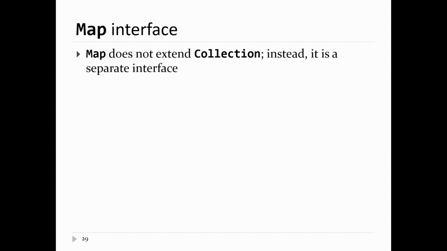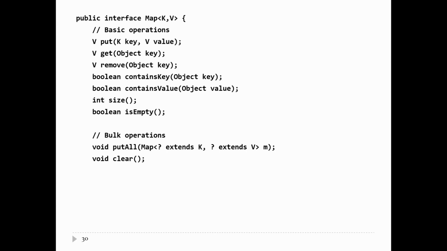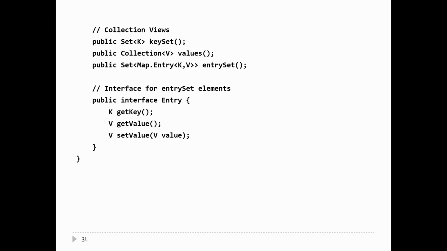So map is its own type, its own interface. Map defines basic operations and bulk operations. The basic operations operate on one key value pair, while the bulk operations operate potentially on multiple key value pairs. Maps also provide access to their key set, their collection of values, and there's this thing called entry set.